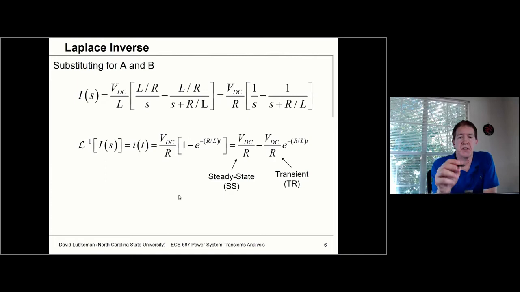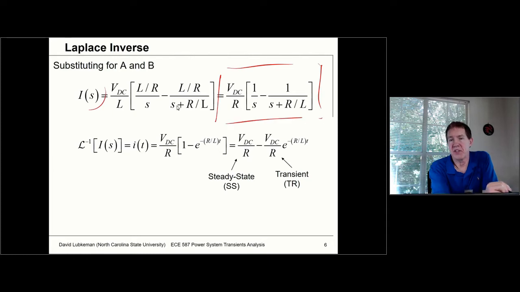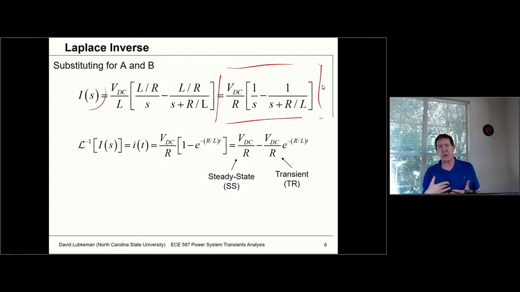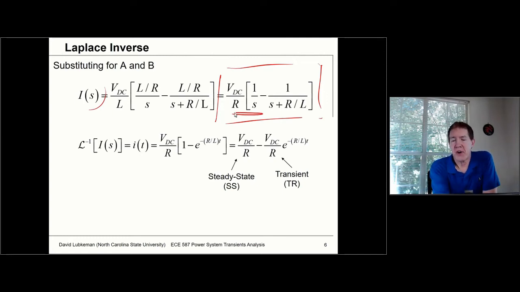When I substitute this in, I can manipulate the terms around a little bit to get things into a better form. And what I get is I sub S is going to be VDC over R times 1 over S minus 1 over S plus R over L. The reason we want to get into this form is to make it easier to take the inverse Laplace in order to get back into the time domain. We know whenever we have 1 over S, this corresponds to a constant value in the time domain. So this VDC over R times 1 over S translates back into the time domain as VDC over R.